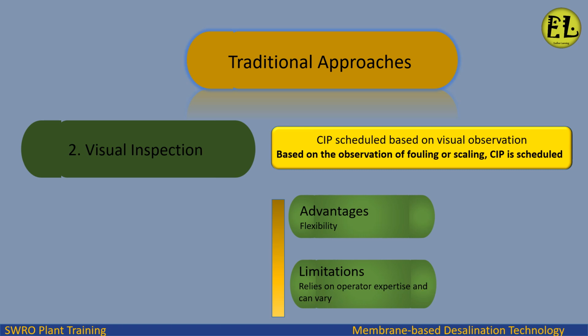Visual inspection. Visual inspection involves manually monitoring the condition of SWRO membranes or other system components. Based on the observation of fouling or scaling, CIP is scheduled. While this approach provides some flexibility, it heavily relies on the expertise and experience of the operator, which can vary and may lead to inconsistencies in scheduling.